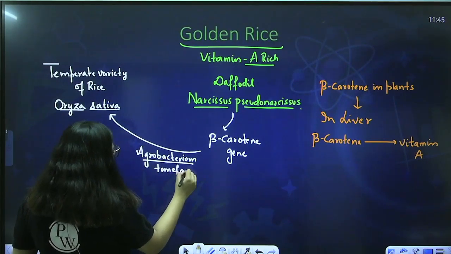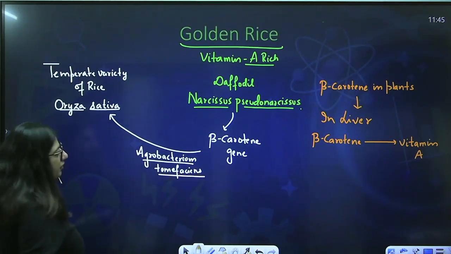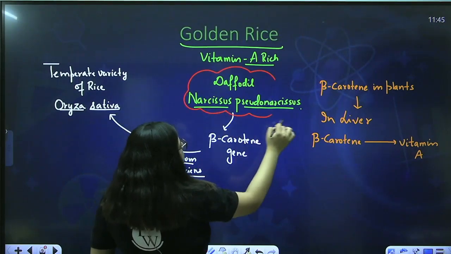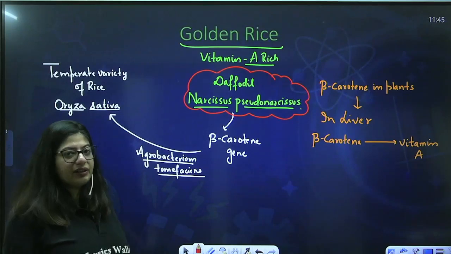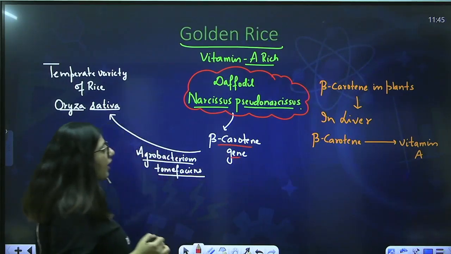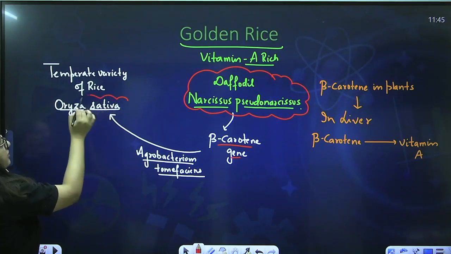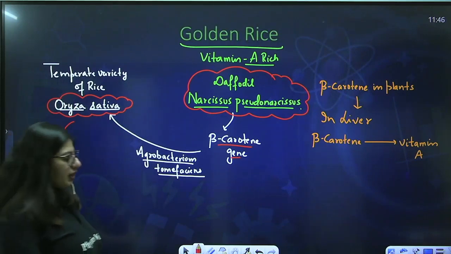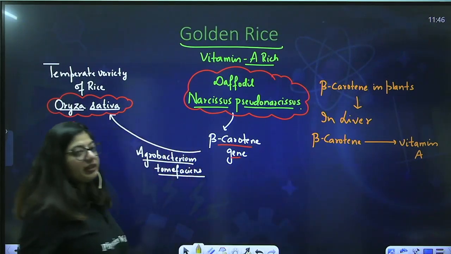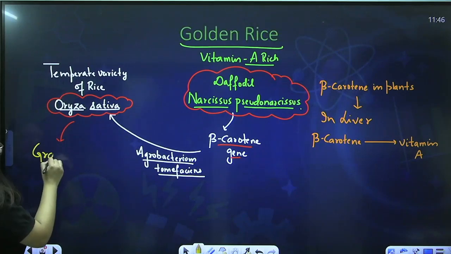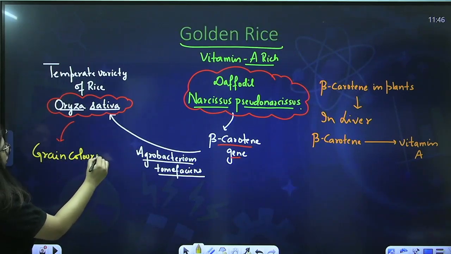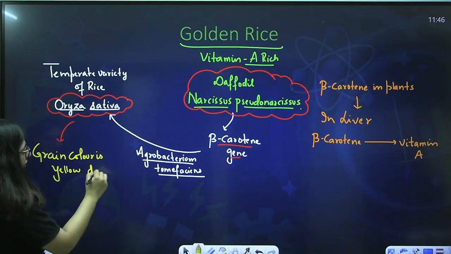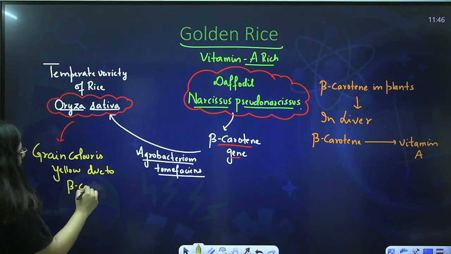You all know in plants we usually use this one, right? TI plasmid. So what we did, very simple, we used this plant daffodil, we extracted the beta carotene gene from this plant and we added this in our Oryza sativa, which is rice. Now this Oryza sativa, which has this beta carotene gene, its grain color will be yellow. Why? Because now it has the beta carotene gene.